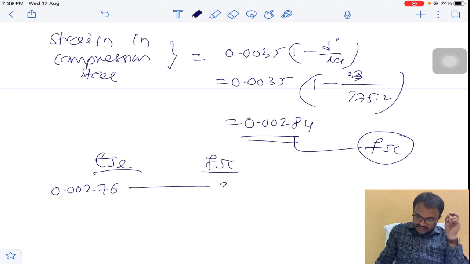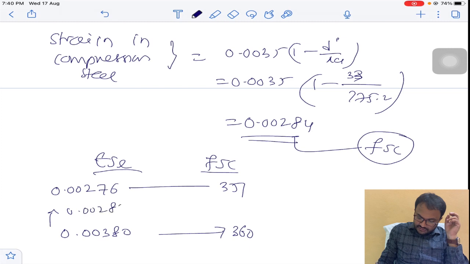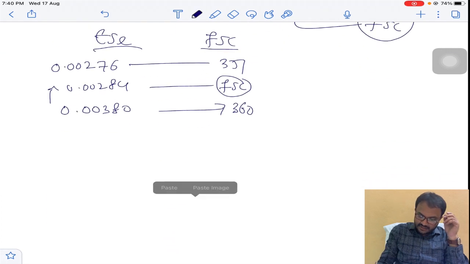So from the data, epsilon SC and FSC values corresponding to 0.00276 strain, the stress value is 351. Corresponding to 0.00380, the stress value is 360. And corresponding to 0.00284, the stress is FSC. I need to calculate this FSC value. This can be calculated by using this equation. This minus this.